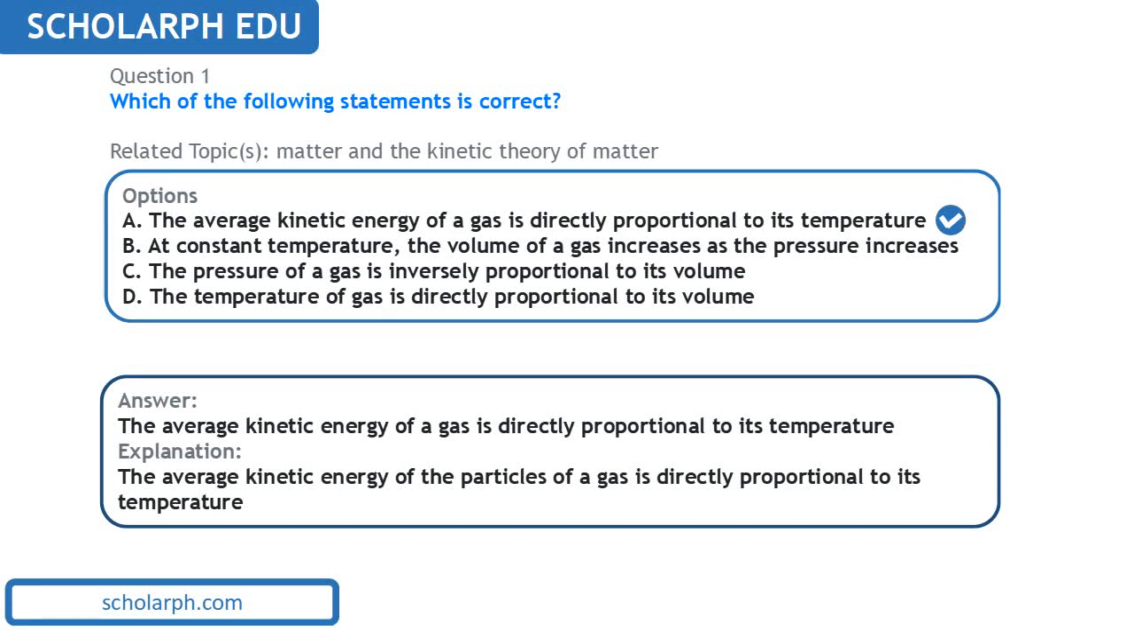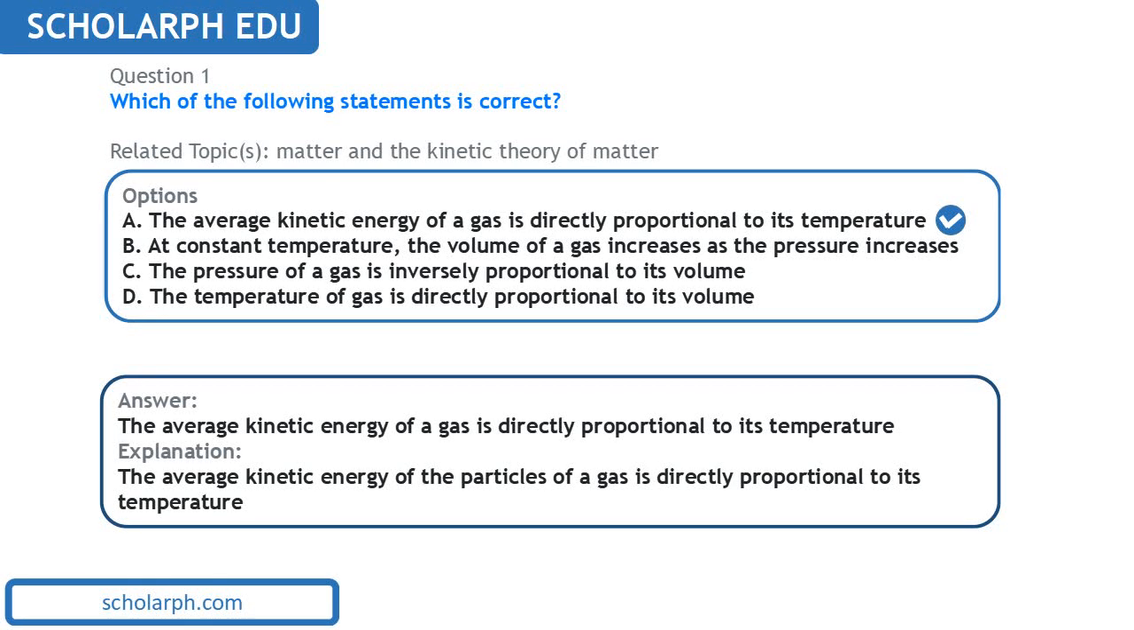This would have been correct if this condition is added, that is, at a constant temperature. This condition has to be there. And here the temperature of a gas is directly proportional to its volume. This would also have been correct if the condition that the pressure of that gas is kept constant is added to it. This would have been Charles' law, while the previous one would have been Boyle's law if the condition of a constant temperature is added to it.